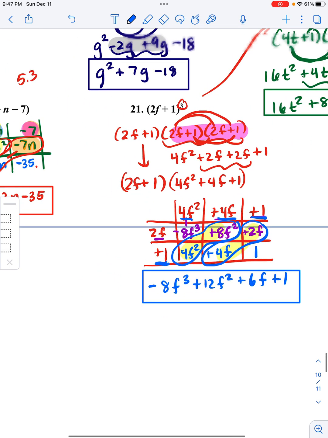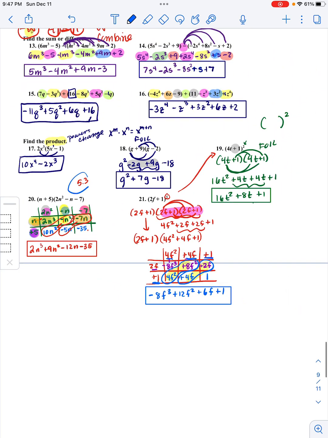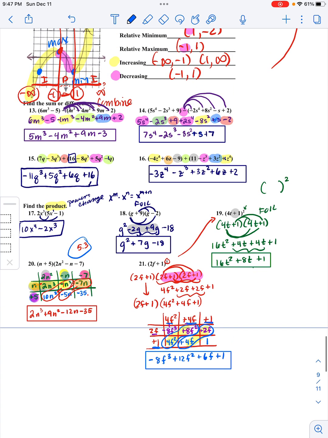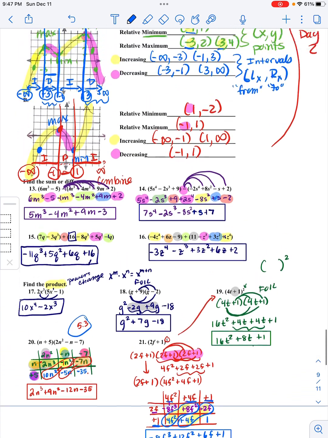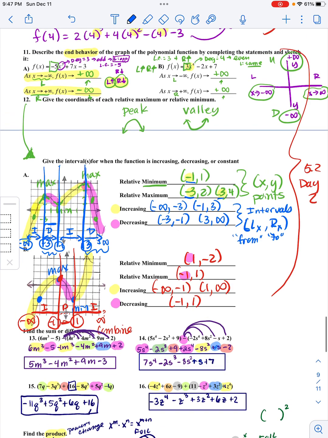So be proactive, you guys. If there's a part of this that you don't understand, 5-3 is the adding and the subtracting and the multiplying and foiling, distributing. 5-2 day 2 is the graph stuff and behavior, basically all the things that are on that red chart.